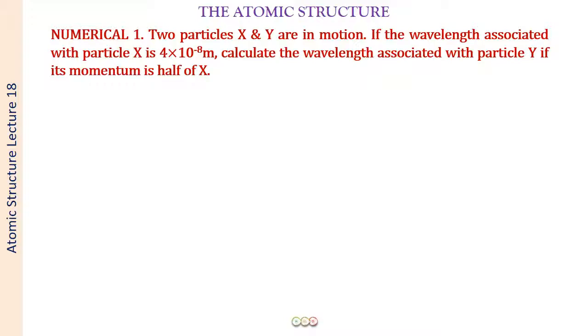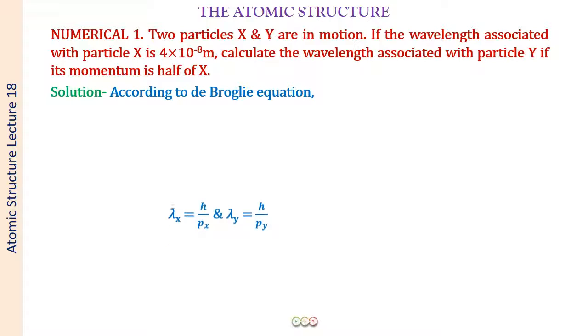So now let us finish the concept with a few numericals based on the concept. The first question says that two particles x and y are in motion. If the wavelength associated with particle x is 4 into 10 power minus 8 meter, calculate the wavelength associated with particle y if its momentum is half of x. So according to the deBroglie equation, we have lambda x equal to h over px and lambda y equal to h over py, right?